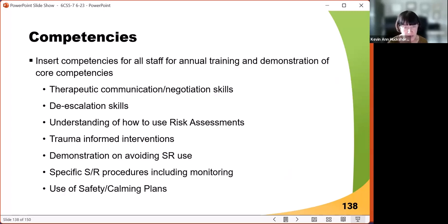Competencies, there's a number of competencies that should be mandatory. In many cases, we either assume our staff are competent in these areas or we don't even think about them. So we're talking about therapeutic communication and negotiation skills, de-escalation skills, how to use a risk assessment, trauma-informed interventions like Beth just went over, demonstrations on how to avoid using seclusion and restraint, knowledge about if you have to put hands on, how do you do that as safely as possible, which includes monitoring consistently and safely and the use of safety and calming plans. Next slide.